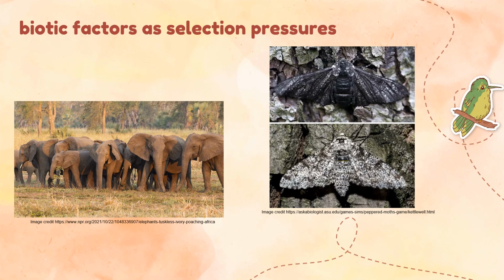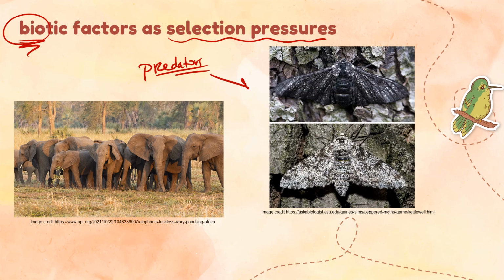Once we have that variation within a species, different selection pressures within the environment will lead to some traits being more advantageous than others. We'll have some organisms better able to compete in that environment due to that specific selection pressure. Some of our selection pressures are biotic. Remember that this means that they are related to living things.